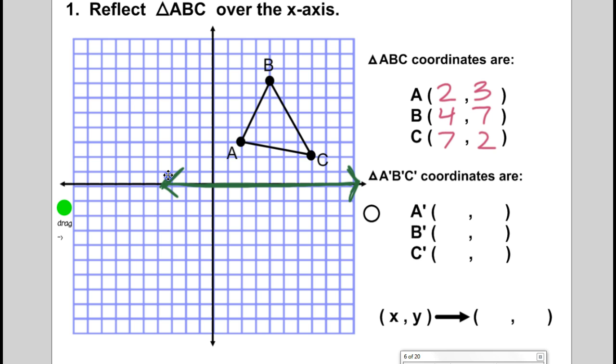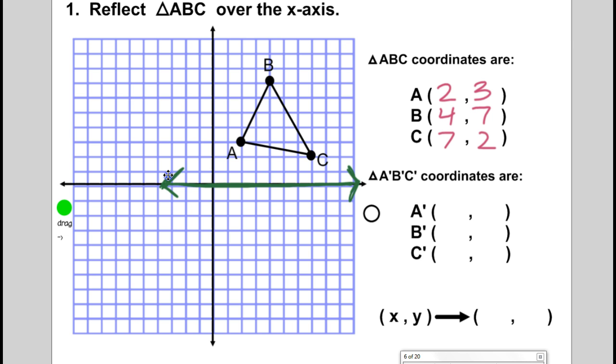Make sure you get the same coordinates as I do for ABC. Make sure I did it right. And we're going to discover a pattern, something that happens when we reflect.